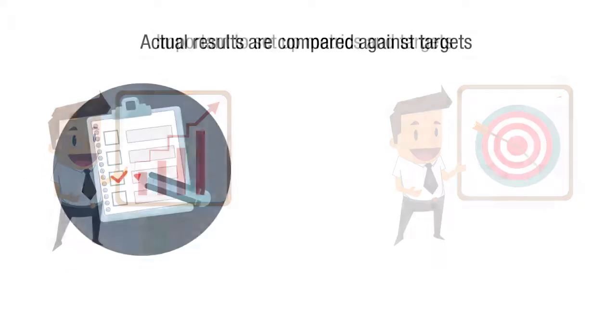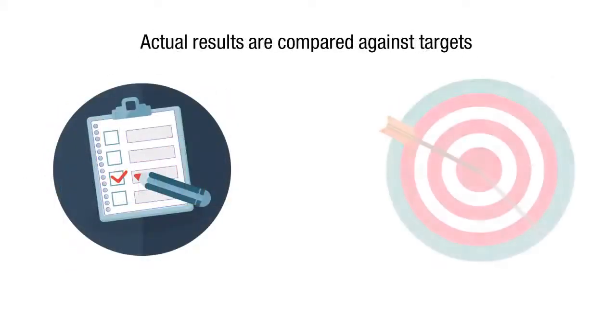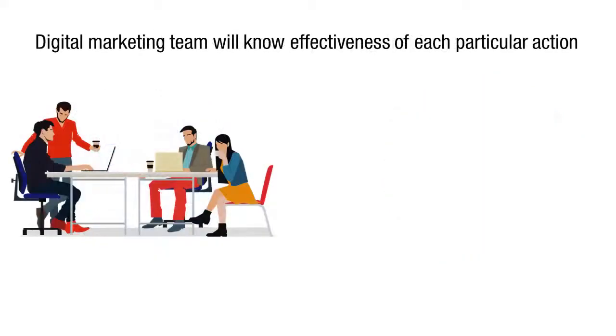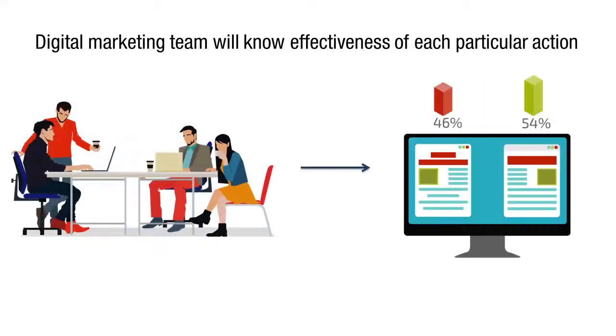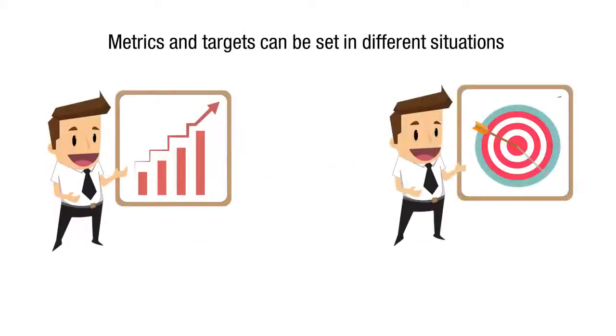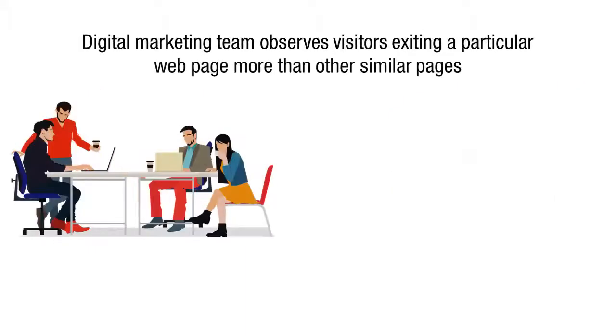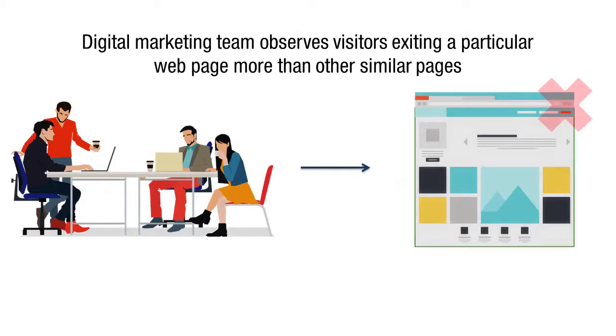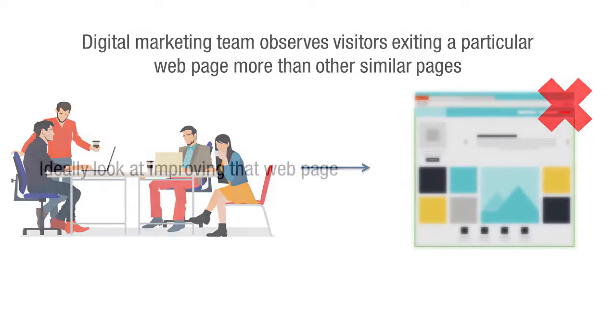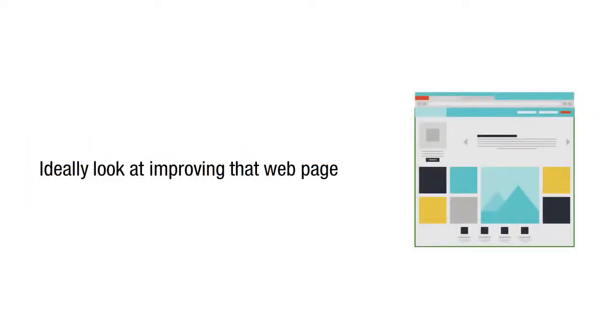It's only when the actual results are compared against the targets that the digital marketing team will know how effective each particular action is. Some examples of how metrics and targets can be set in different situations are the following. If the digital marketing team observes that visitors are exiting from a particular web page more than other similar pages, it should ideally look at improving that web page.